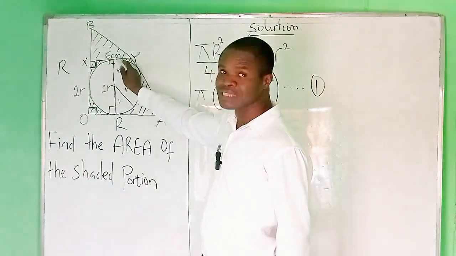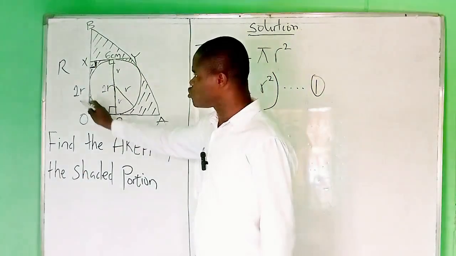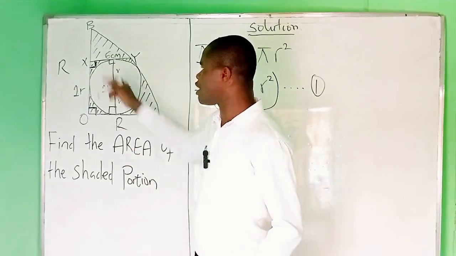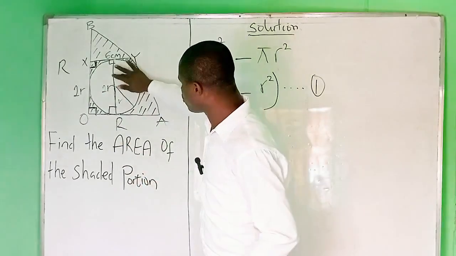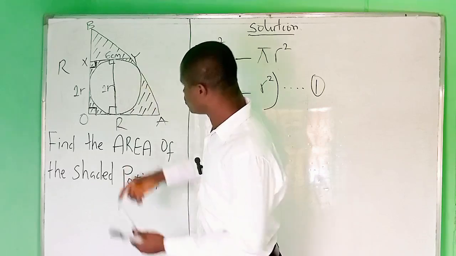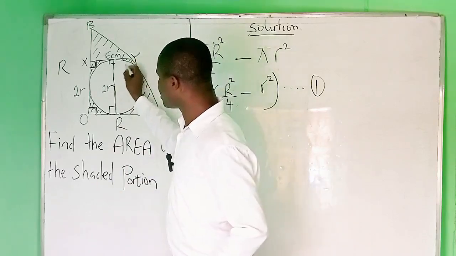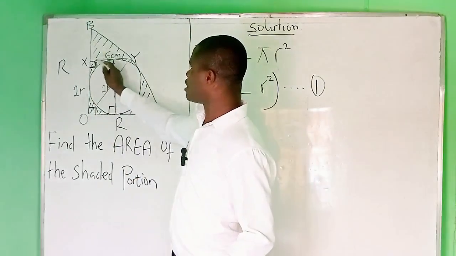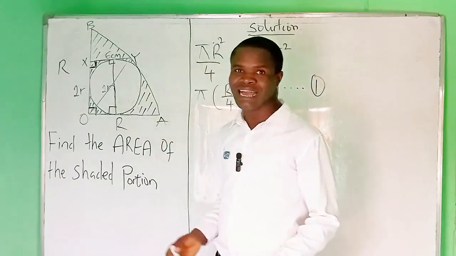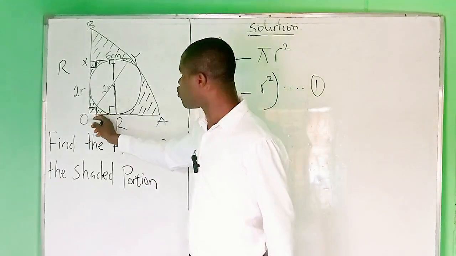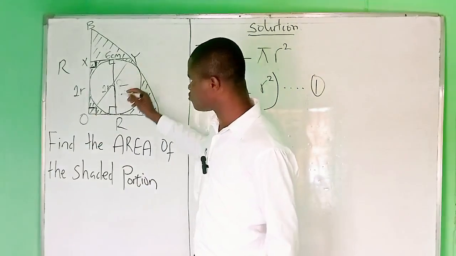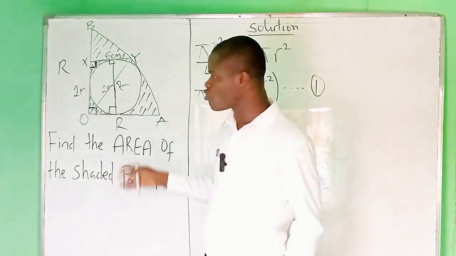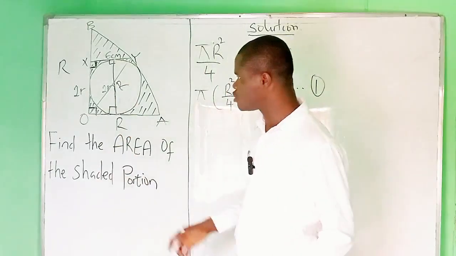Since we know the value of this line to be 6 centimeters, it was given, and this line to be 2r, it means we can produce a right angle triangle, since we know here and here already. Let me clean up here. So if I join here to here, line OX, XY, YO forms a right angle triangle. Then it means that line OY is big R, because line OY is still the radius of the bigger circle from which this quadrant was formed.